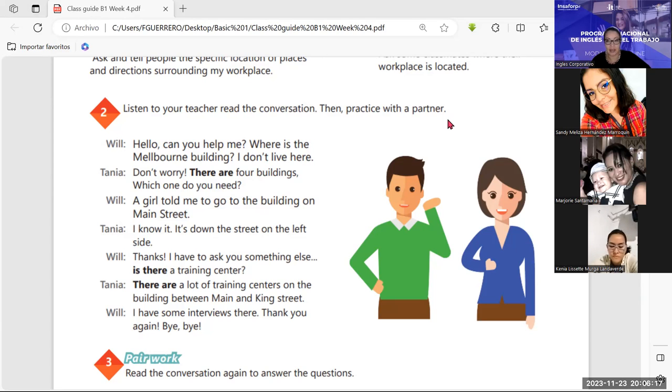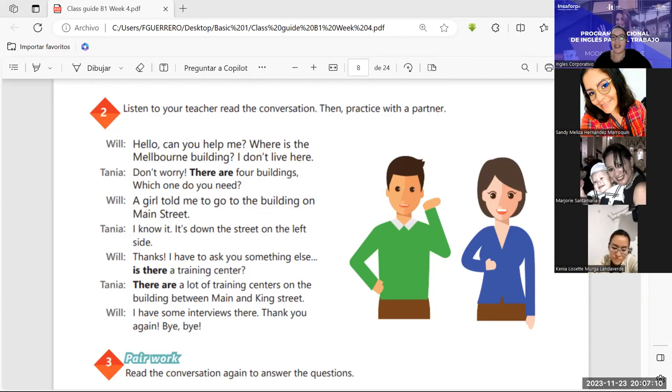Hello, can you help me? Where is the Melbourne building? I don't live here. Don't worry, there are four buildings. Which one do you need? A girl told me to go to the building on Main Street. I know it. It's down the street on the left side. Thanks. I have to ask you something else. Is there a training center? There are a lot of training centers on the building between Main and King Street. I have some interview there. Thank you. Thank you again. Bye bye. Bye.